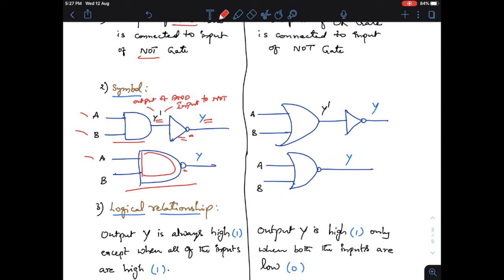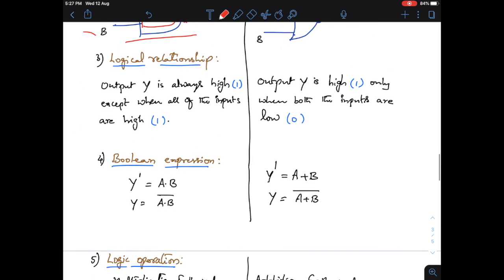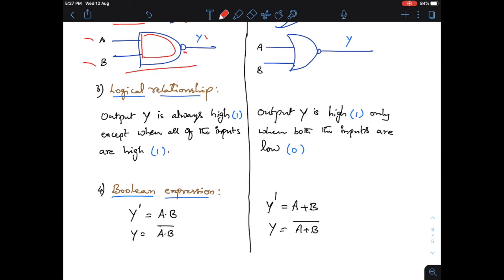So, A and B are inputs, Y is the output of NAND gate. Now, what is the logical relationship? Output Y is always high except when all of the inputs are high. That means when both A and B are high, then your NAND gate output will be low.